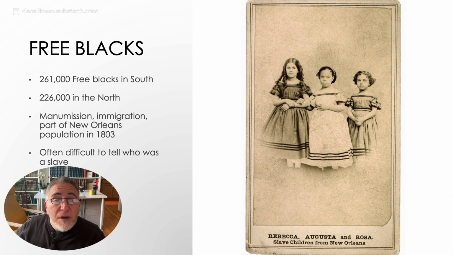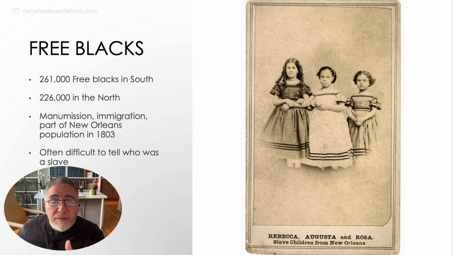Complicating the picture of antebellum Southern society was the existence of a large free black population. More free blacks lived in the South than in the North, about 261,000 before the Civil War in the slave states to only about 226,000 in the northern states. Most free blacks didn't live in the deepest part of the Deep South, but in the upper southern states like Delaware, Maryland, Virginia, North Carolina, and later Kentucky, Missouri, Tennessee, and the District of Columbia.